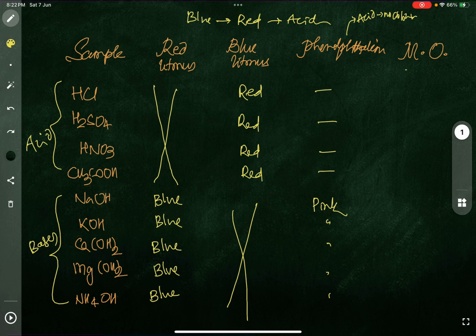Okay? Methyl orange. In methyl orange, bases will be having yellow color, and these acids will be having red color.